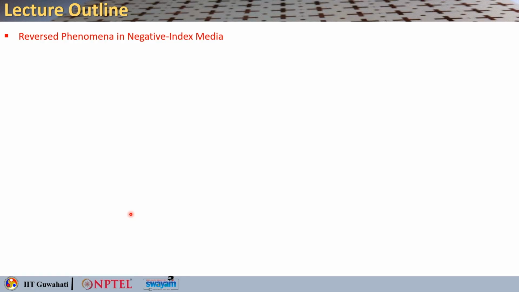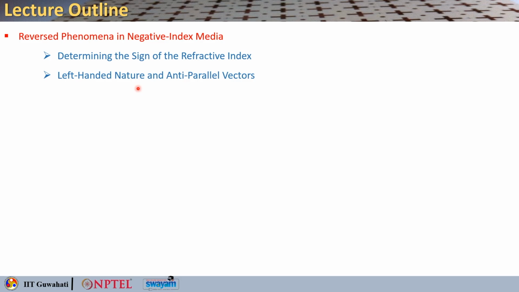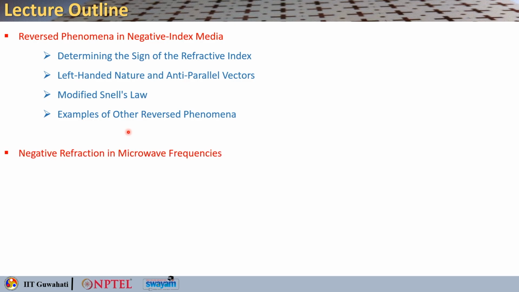Here is the lecture outline. We will first look into a couple of reversed phenomena in negative index media. We will discuss determining the sign of the refractive index, left-handed nature and anti-parallel vectors. We will discuss modified Snell's law and take up examples of other reversed phenomena.